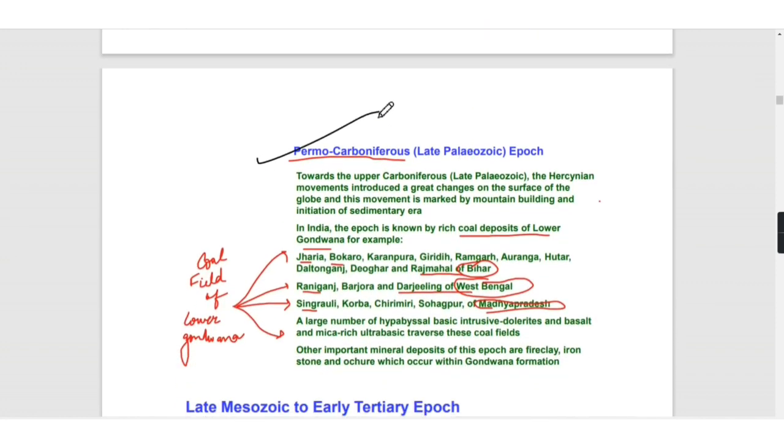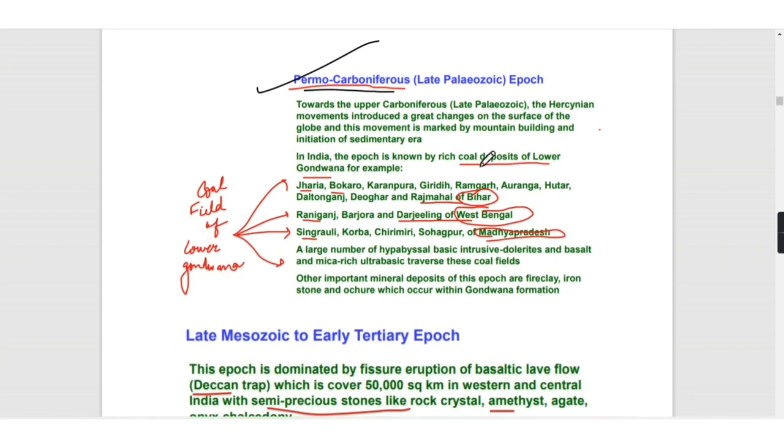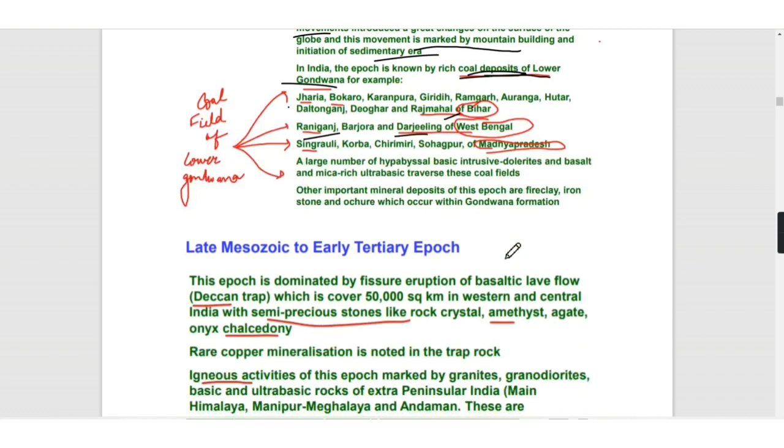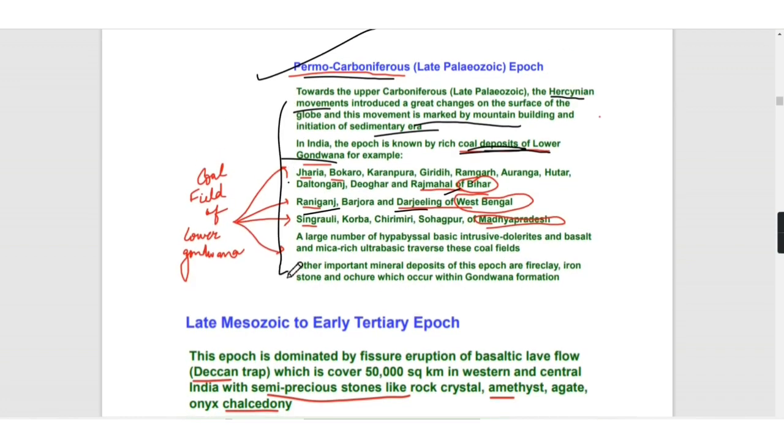And we look at the late Paleozoic time, which is Permo-Carboniferous. We see lots of coal deposits have been formed in this era, right? Why? Due to the Hercynian movement. Okay, so what did it cause? It caused the mountain building process, initiation of the sedimentary era. So this resulted in the formation of rich coal deposits of Lower Gondwana age. And these deposits are Jharia, Bokaro, Giridih, Ramgarh, Aurangabad. These are places in Bihar, Raniganj, Darjeeling of West Bengal, Singrauli of Madhya Pradesh. Okay, so these are the important examples. You have to remember this.